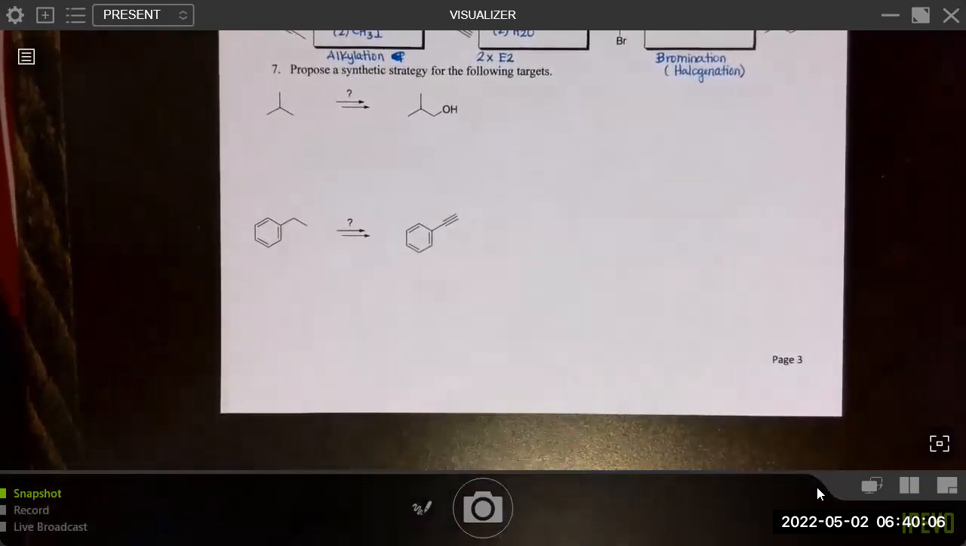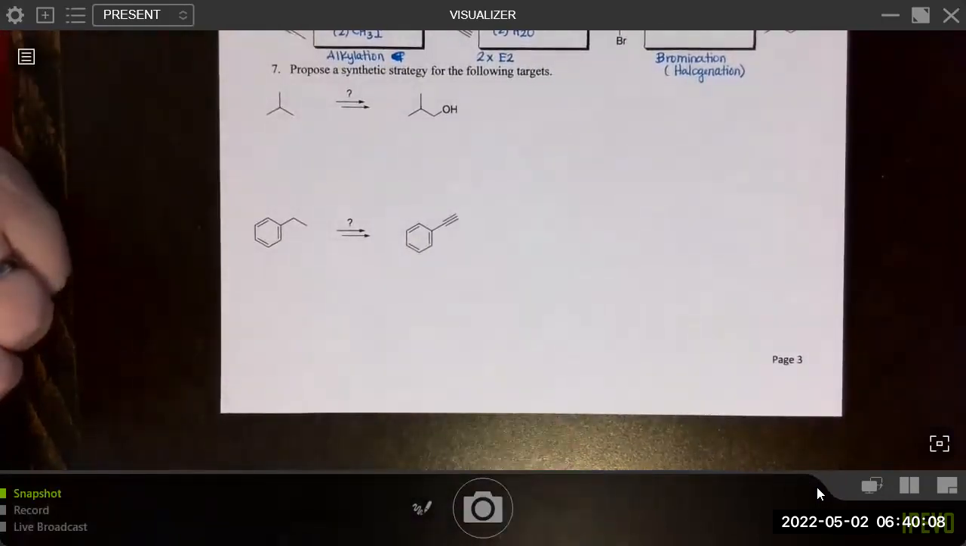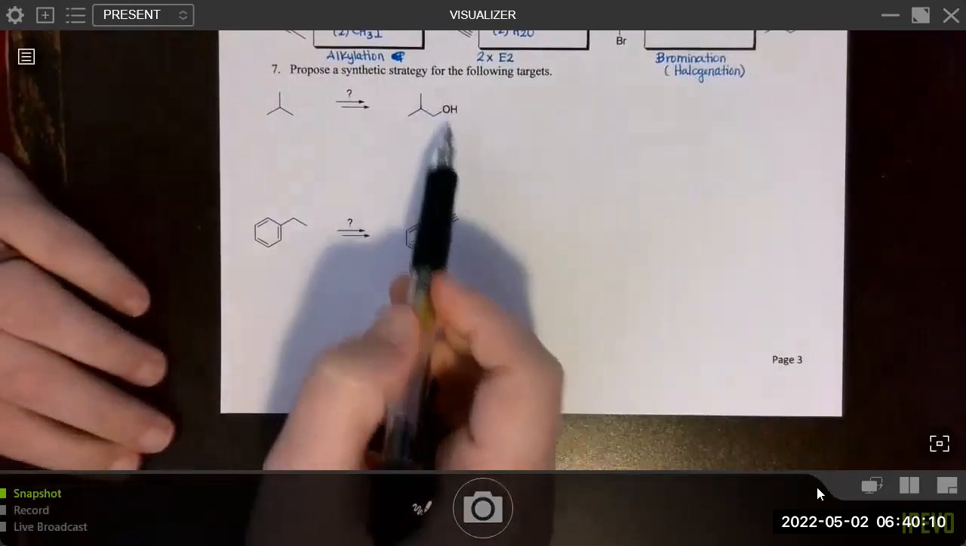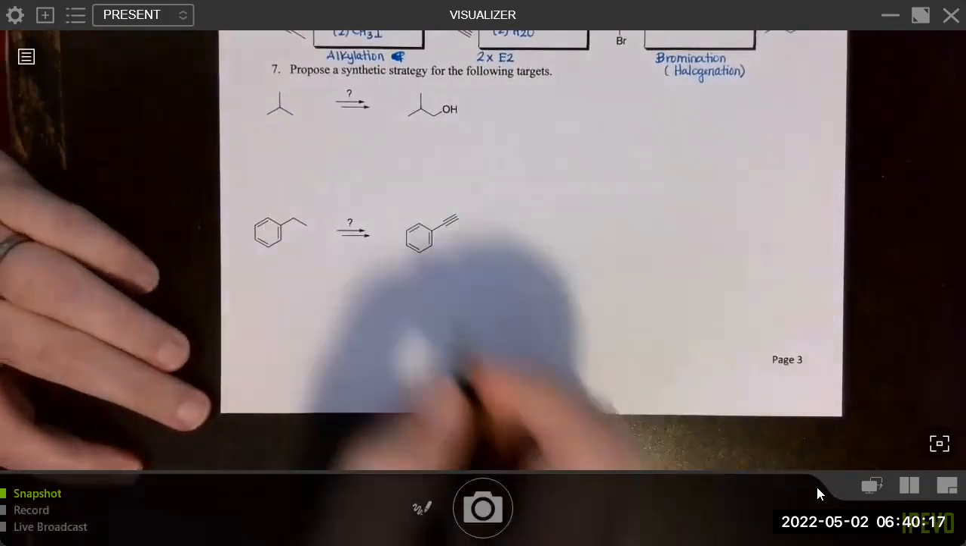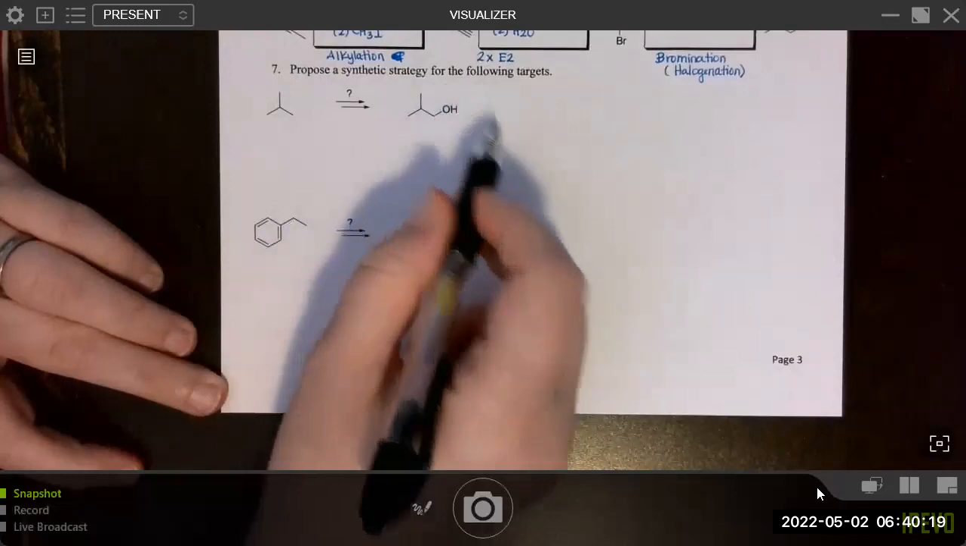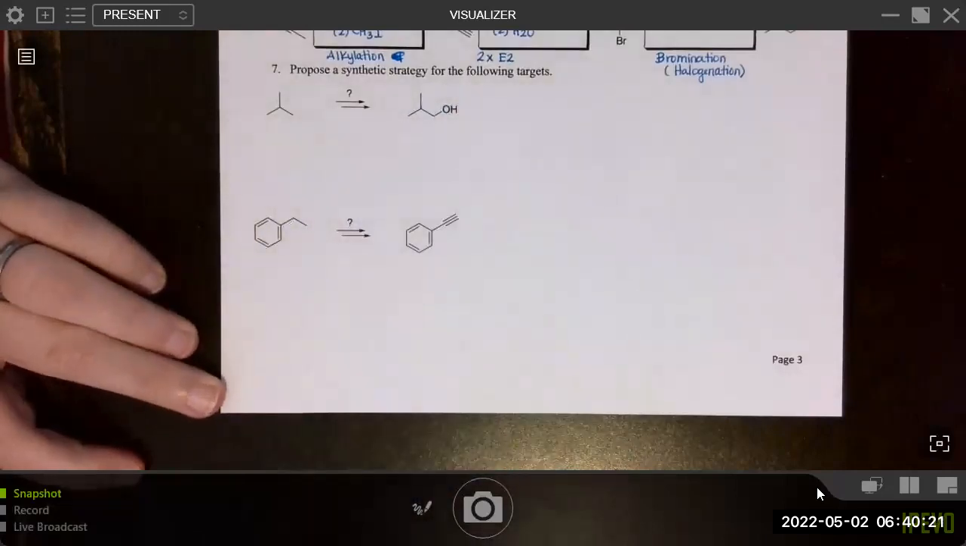Let's practice some more multi-step synthesis. So we can work backwards or we can work in the forward direction. So you can practice doing whatever suits you. And we can also work at it from both directions. Sometimes that's helpful as well.